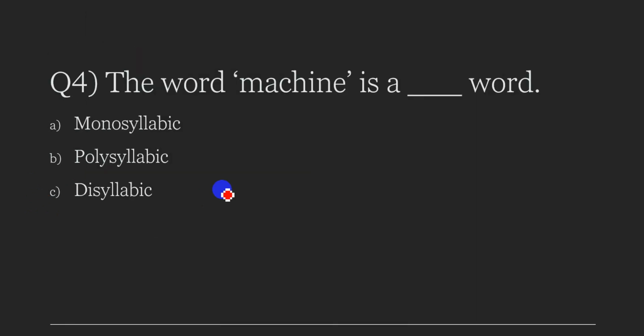Next. In this, we have to tell whether machine is a monosyllabic word, polysyllabic or disyllabic. Okay, so for this we can use a method. We can pronounce the word and put our hand below our chin. The number of times our chin touches our hand, that number of taps will tell us the number of syllables in this word machine. So let's pronounce that word. Machine. Our chin touches our hand 2 times. Therefore, it is a disyllabic word.